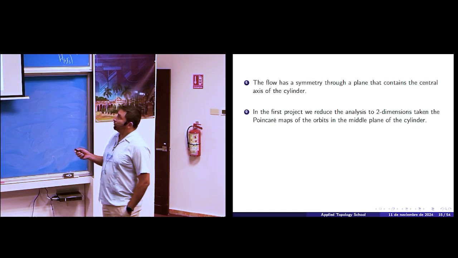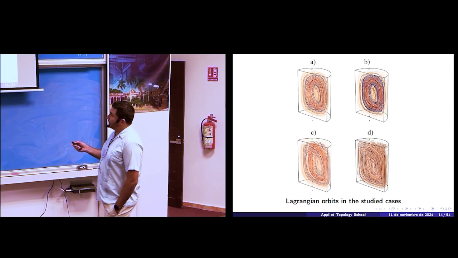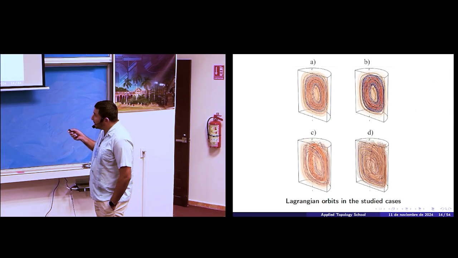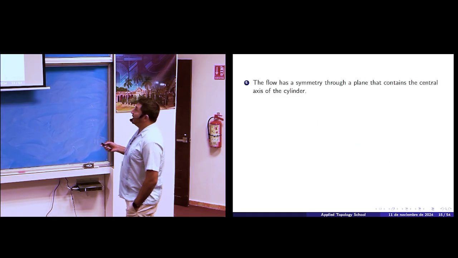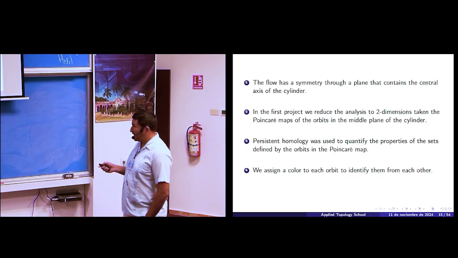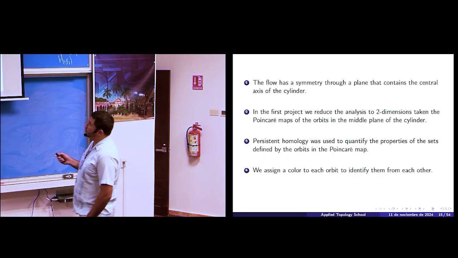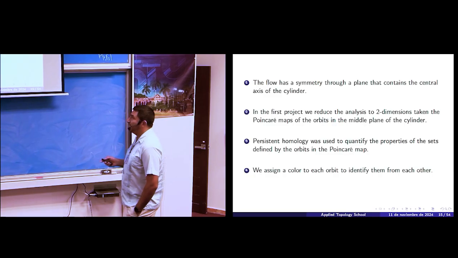In the first project, we reduced the analysis to two dimensions, taking the Poincaré maps of the orbits in the middle plane of the cylinder. The plane just here in the middle of the cylinder. In this plane, we take the Poincaré map. Then persistent homology was used to quantify the properties of the sets defined by the orbits in the Poincaré map.